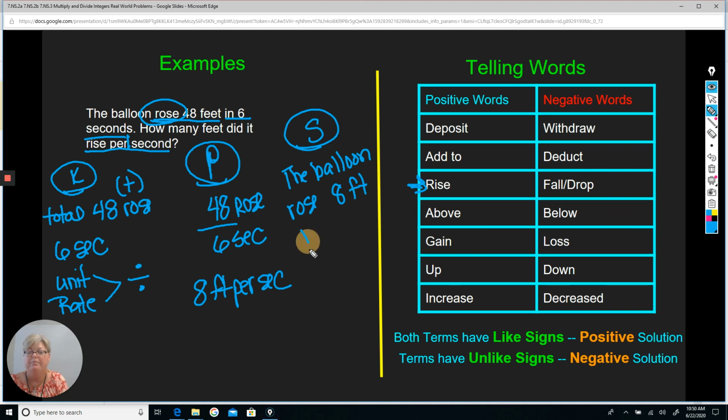And guys, the reason I want you to write the statement is because when you write it and read it back, you get to think about it and see, well, does that make sense? Because what we want to know is make sure that when we answer the question, it's not some crazy answer, that it really answers the question and it makes sense. So the balloon rose 8 feet per second.